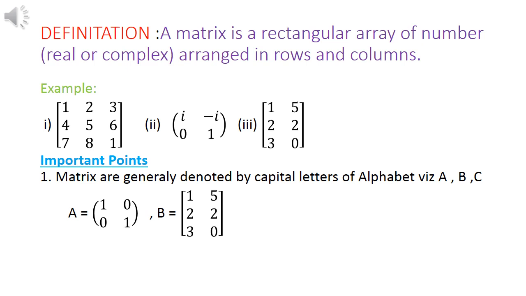There are some examples of matrix. First one is a matrix where there are 3 rows and 3 columns. In 2 there are 2 rows and 2 columns. In the third matrix there are 3 rows and 2 columns. Some important points. Matrices are generally denoted by capital letters of the alphabet, that is capital A, capital B, capital C. For example, if 1001 is a matrix, then we can write A is equal to 1001.